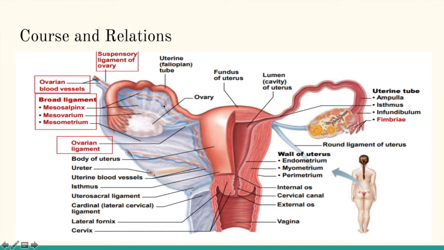So at this point you have to know about the ligaments. The first one is the mesovarium, which is a short peritoneal fold. Through that peritoneal fold, the ovary is attached to the posterior layer of the broad ligament, and that is nothing but the hilum of the ovary or anterior border.